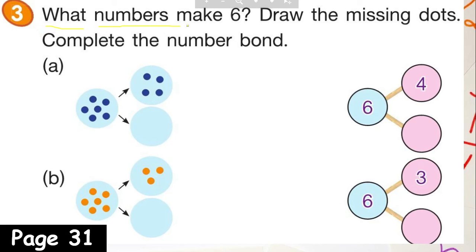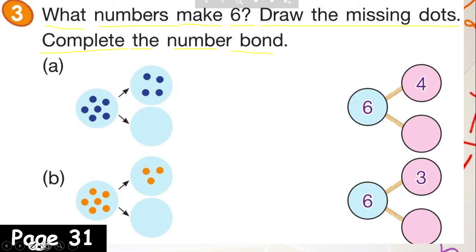What numbers make 6? Draw the missing dots. Complete the number bond. Okay, so in this part, it says there, draw the missing dots. So you're going to draw here 1, 2, 3, 4, 5, and 6. So he drew here 1, 2, 3, 4. Okay, so if you add 4 to what number that will make 6? What number you're going to add to 4 dots to make 6 dots?